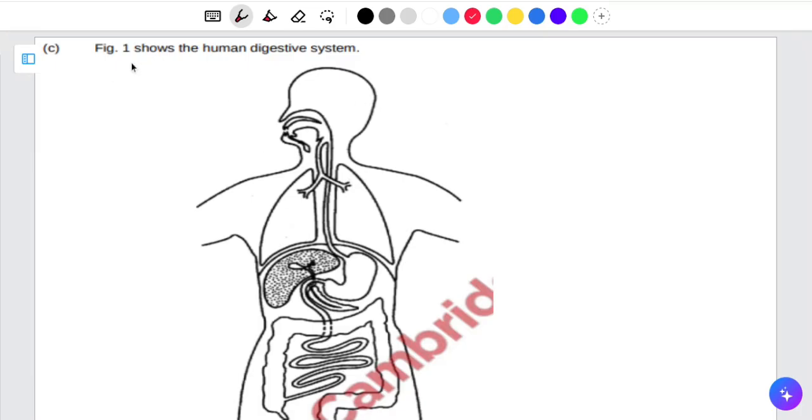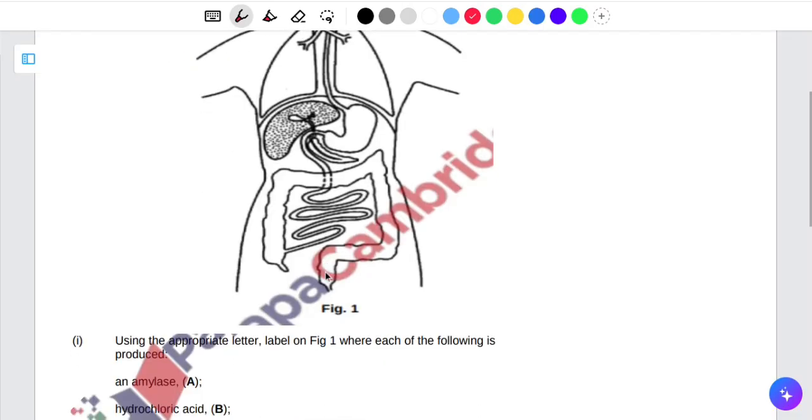So let's start with the first question. It is saying figure 1 shows the human digestive system. So we have a lot of parts here. So now let's see the questions.